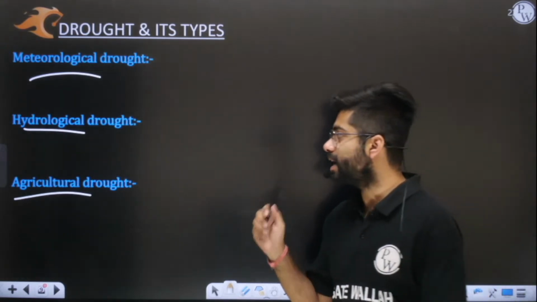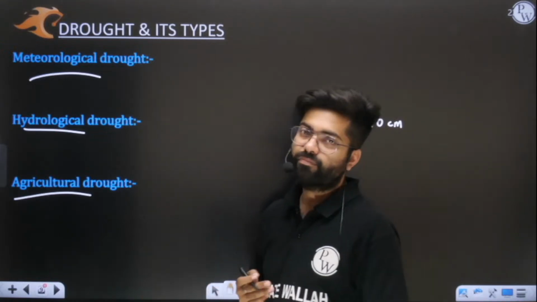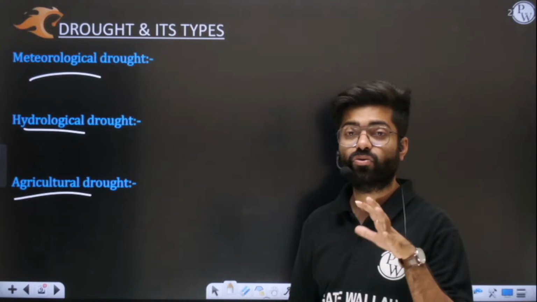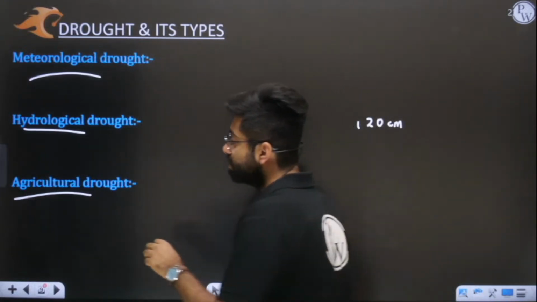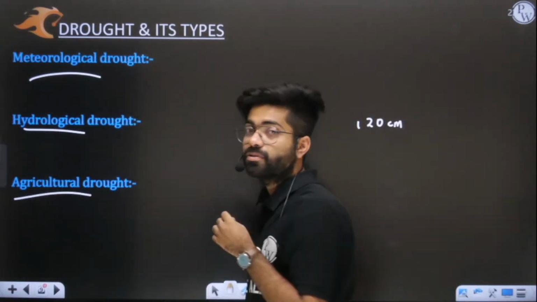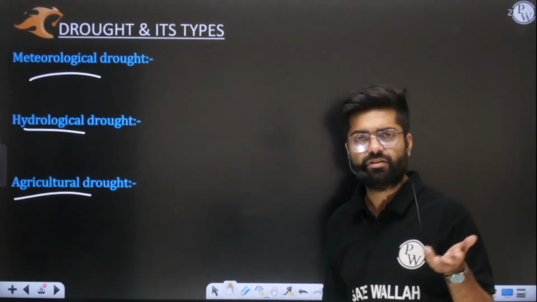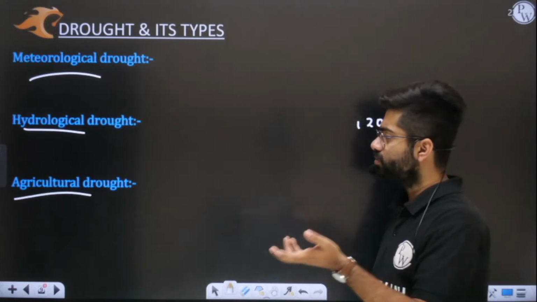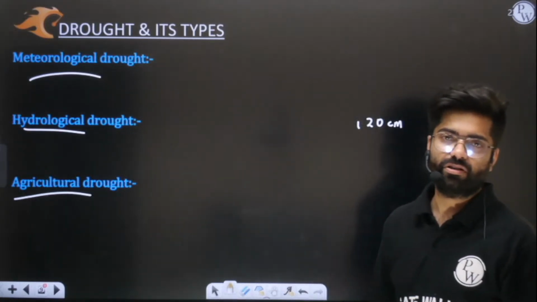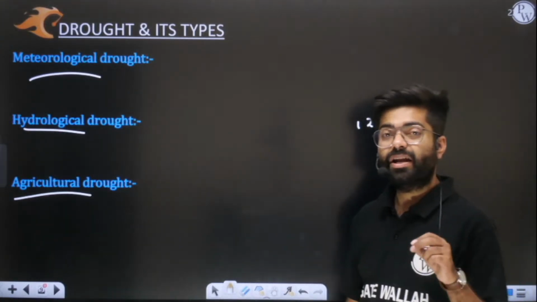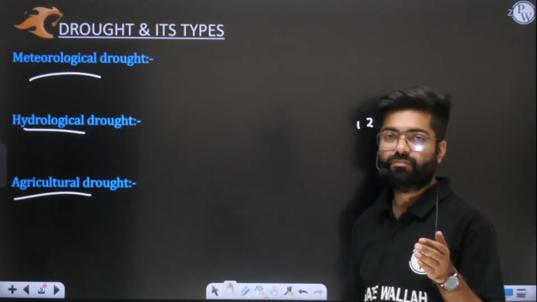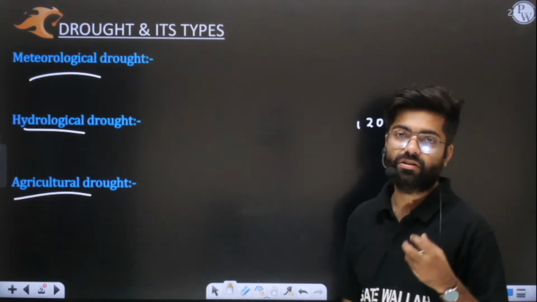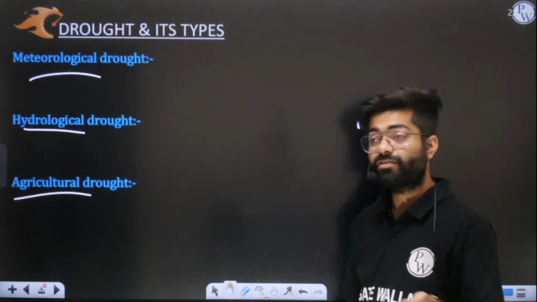Then the third is agricultural. When moisture levels are so low that agricultural crops are being affected. Farmers grow crops, and for their growth they require water, you all know this. But let us assume that in those fields where farmers are growing crops, they are unable to utilize moisture, they are unable to utilize the water, then I will say agricultural drought is there.